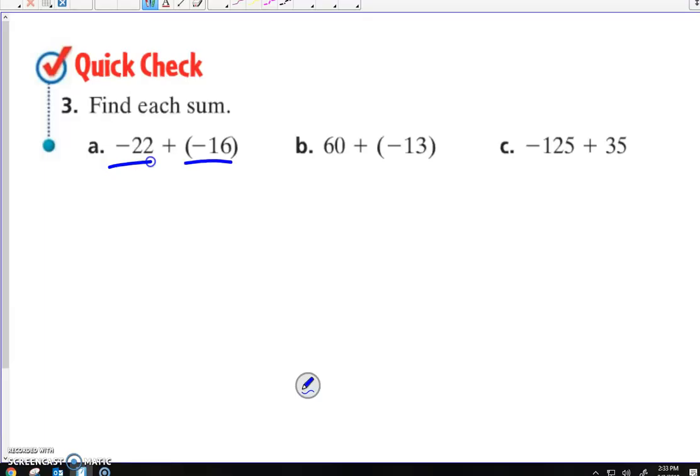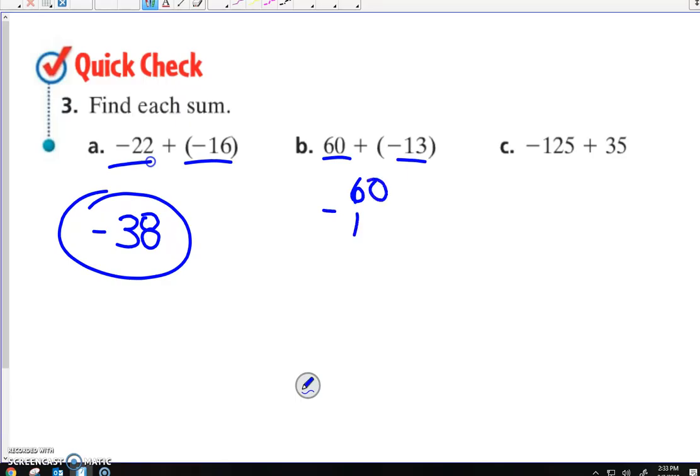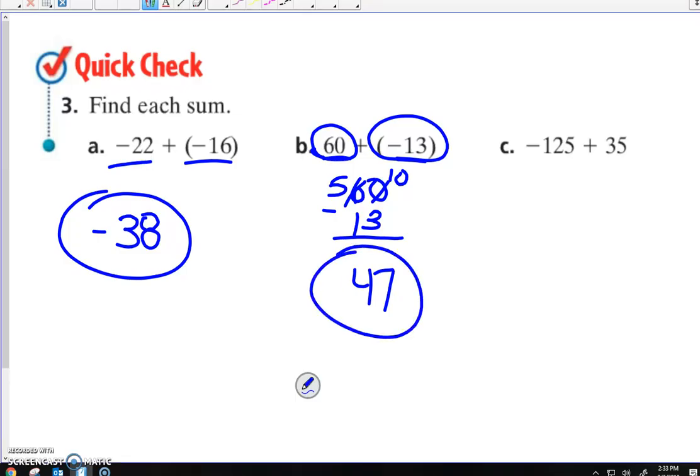All right, negative 22, negative 16, same sign, so I'm going to add 38. They're both negative, so my answer is negative. Positive 60, negative 13, different signs. I have to subtract 60 minus 13. Got to borrow. 47, and then I got to look. There's 60 positives, 13 negatives, more positives, so my answer is positive.